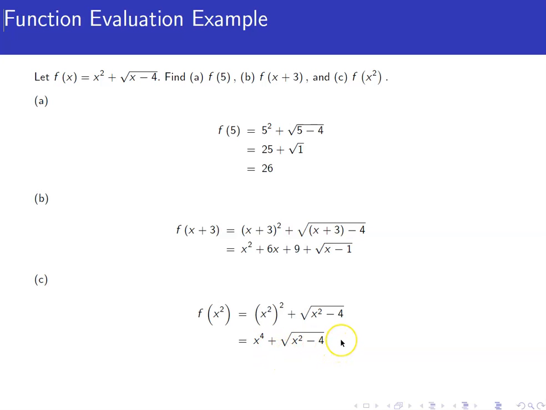And as tempting as it is, we cannot break up that square root. Square roots do not break up over sums. This is not the same thing as x minus 2. Best you got is square root of x squared minus 4. Literally, that's it. Don't try to do anything more with it because you can't. Okay?